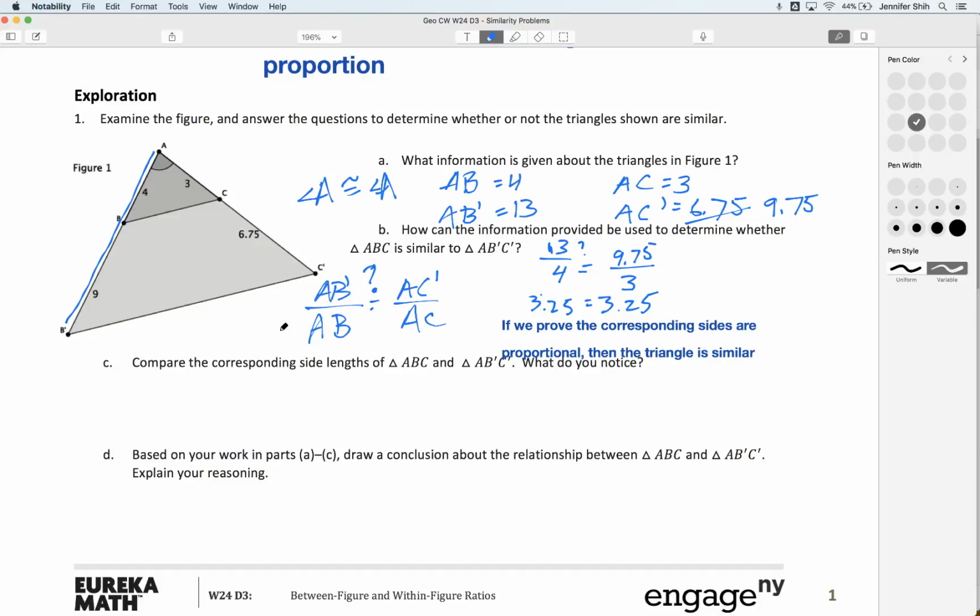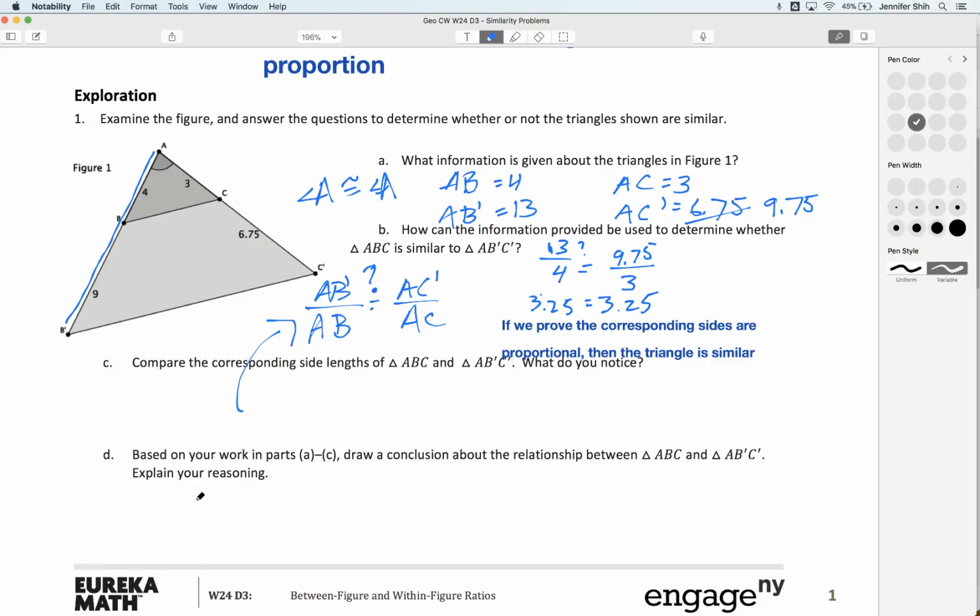Okay, part C. All we have is an angle that is included in the side, and we have proportional sides. So we only have 2 sides that are proportional. Compare the corresponding sides. What do you notice? You can write that down, and I'll say it in words for those of you that don't have headphones: we proved the 2 sides are proportional, and they have an included angle that is the same. So these two triangles are similar.